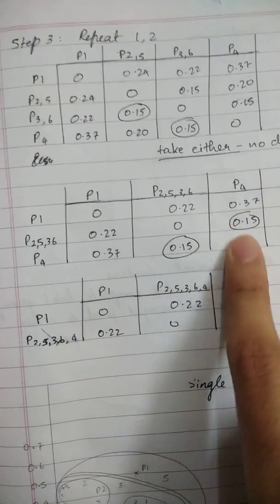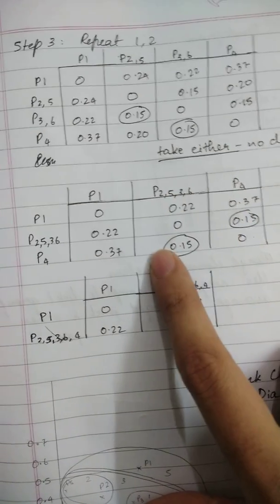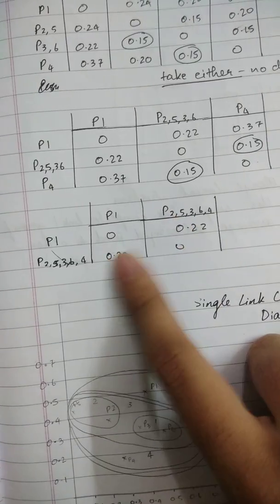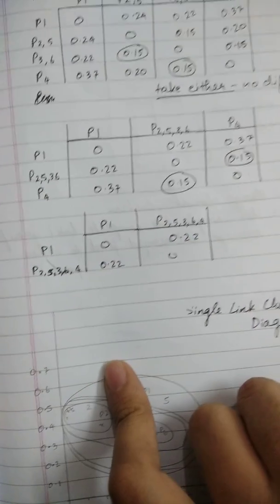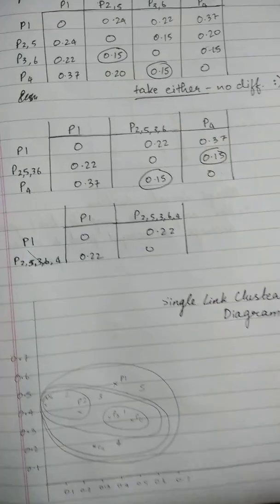So now again 0.15 is the minimum between 25, 36 and 4. So I combine both of these, I end up with this, and then you need to combine this, so you end up with nothing. So this is the agglomerative hierarchical clustering.